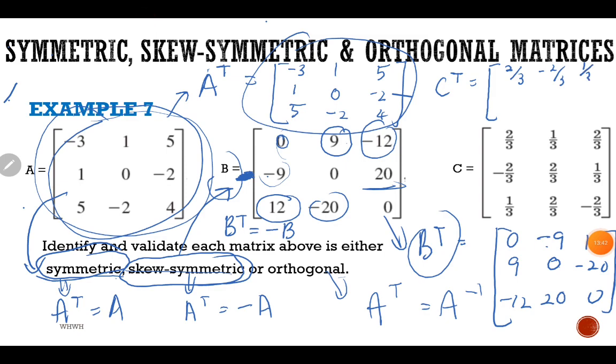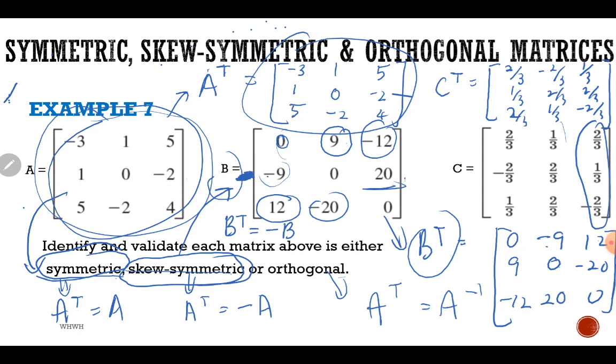Okay, 1/3. And then the second column is 1/3, 2/3, 2/3. And then 1/3, saya dah pening ni. 1/3, 2/3, 2/3. And then the third, this one becomes the third row, 2/3, 1/3, negative 2/3. So ada apa-apa relation tak so far?